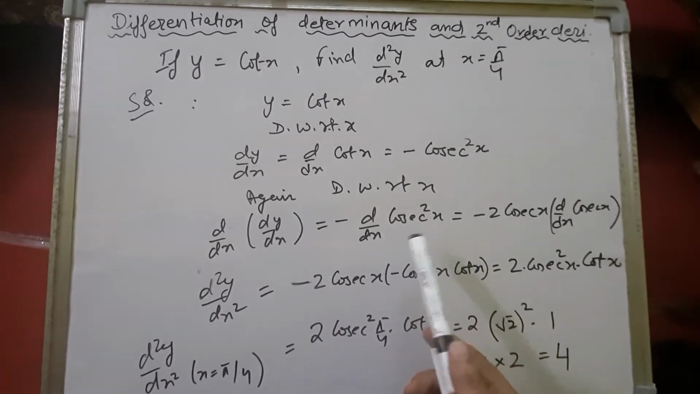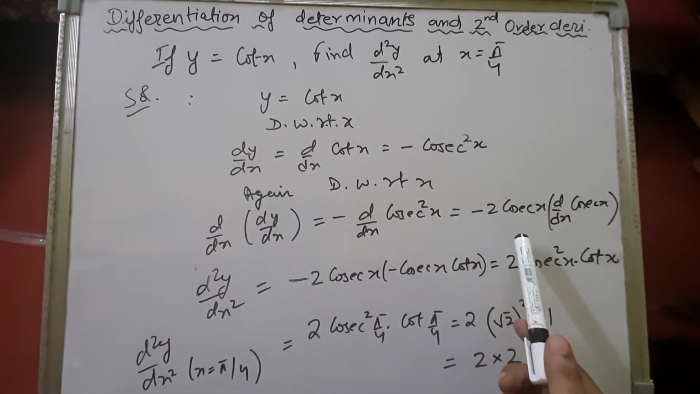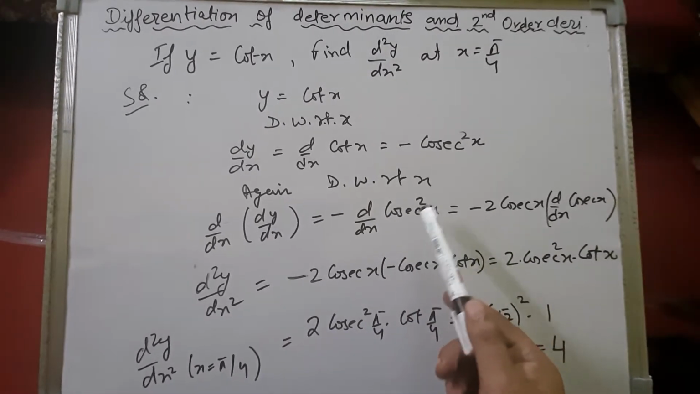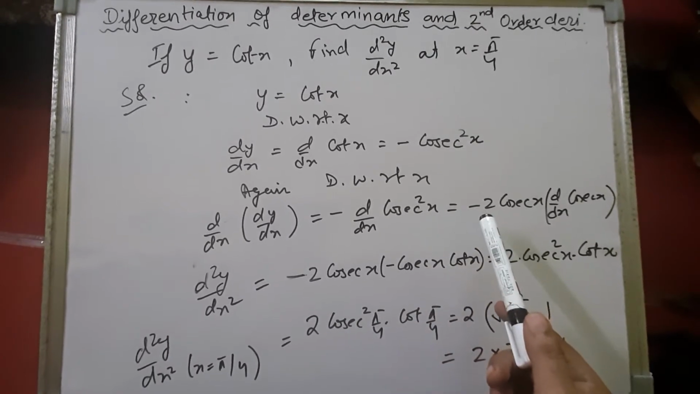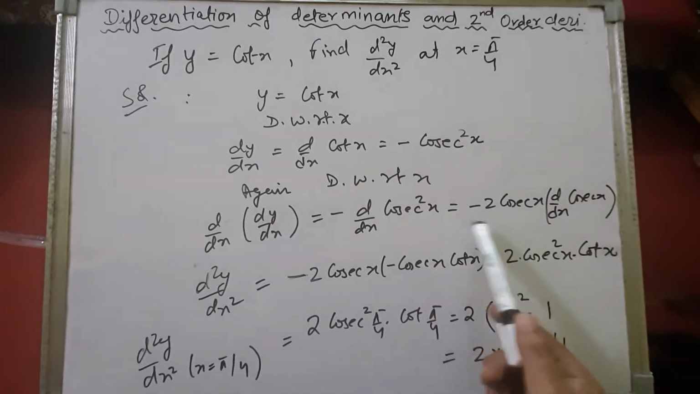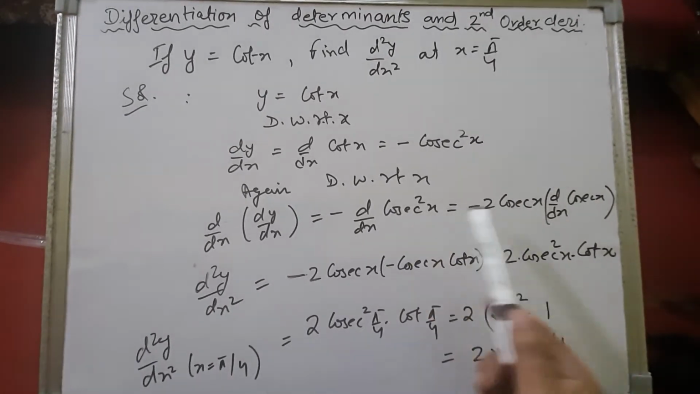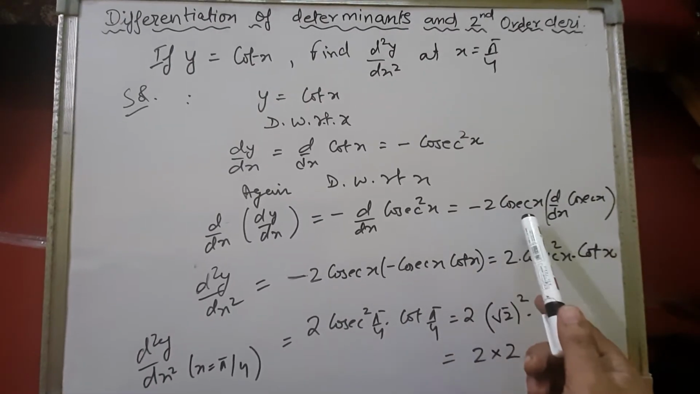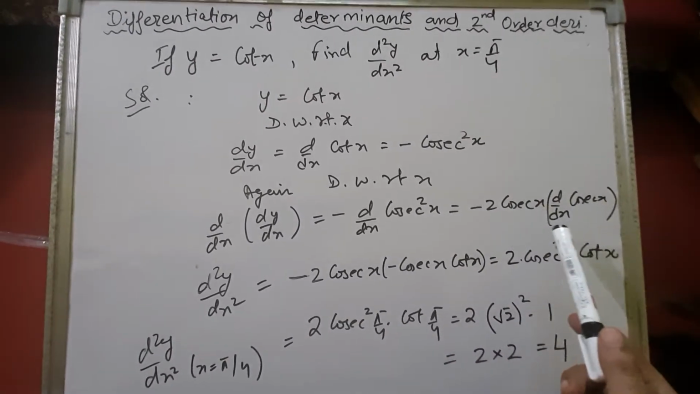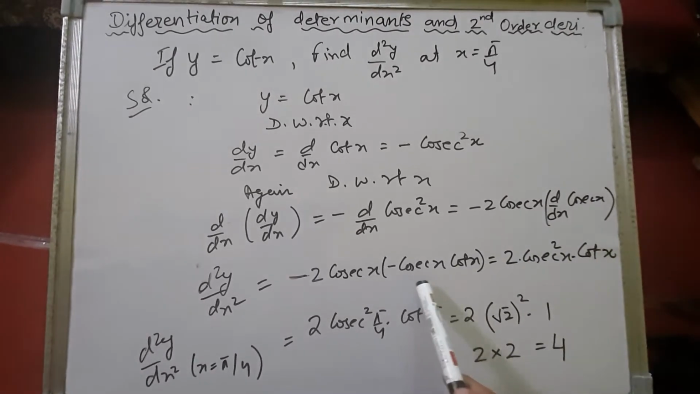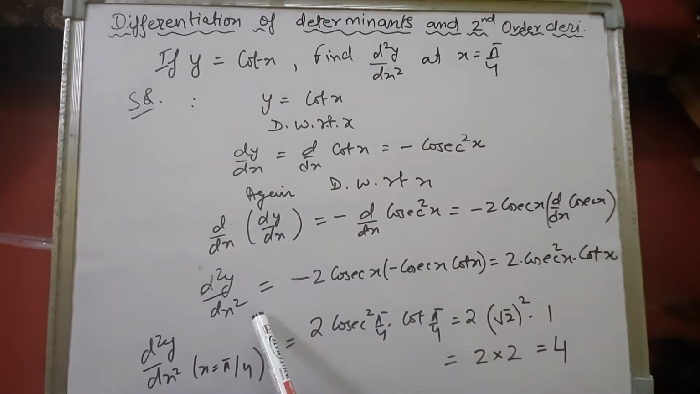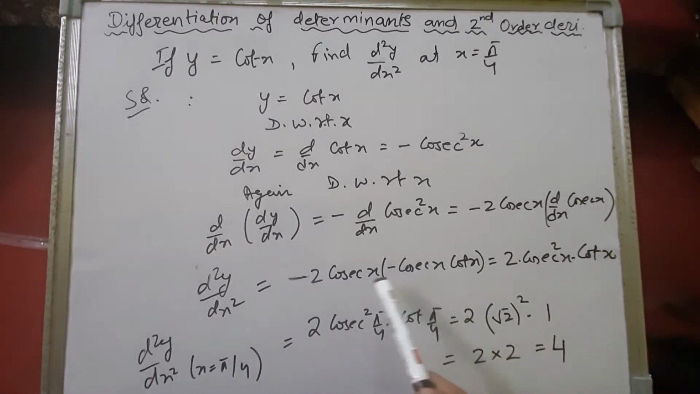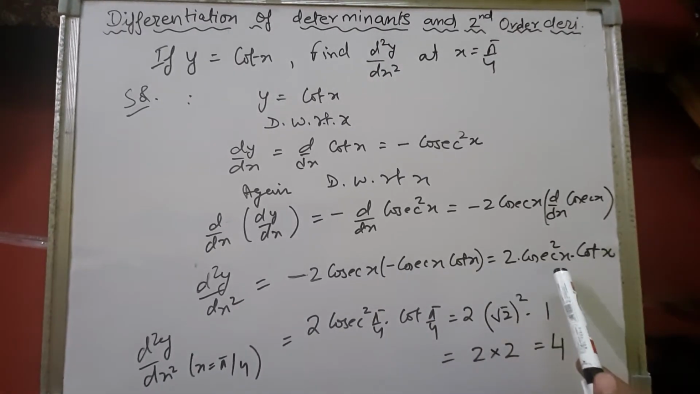So that means d by dx of dy by dx, and the minus sign will come out, d by dx of cosec square x. Here I am applying the chain rule. We consider cosec x as a variable, so cosec square x is like its square, and it will become 2 cosec x. So minus 2 cosec x will come, and again we are differentiating the inner term, d by dx of cosec x. Derivative of cosec x is minus cosec x cot x. So d2y by dx2 equals minus 2 cosec x into minus cosec x cot x. When we multiply, minus minus will become plus, 2 cosec square x cot x.